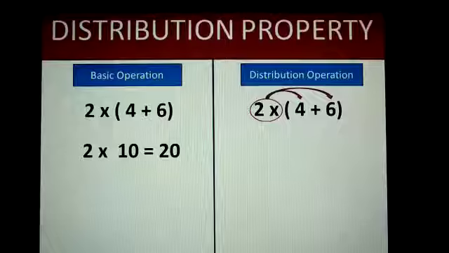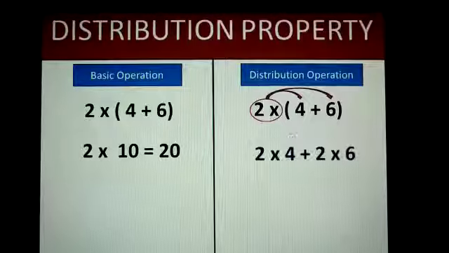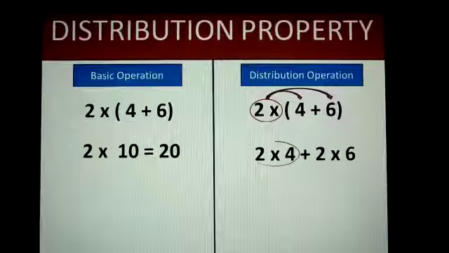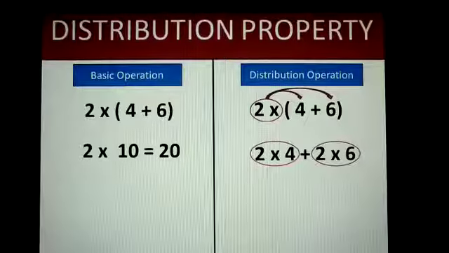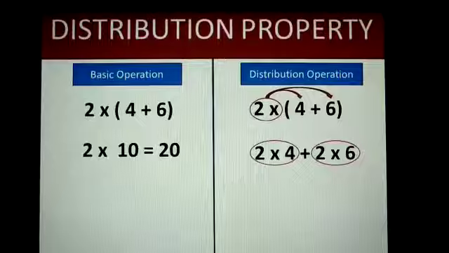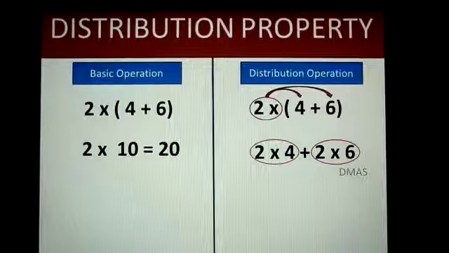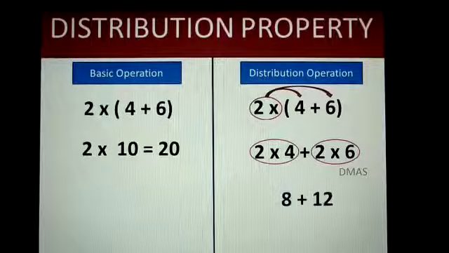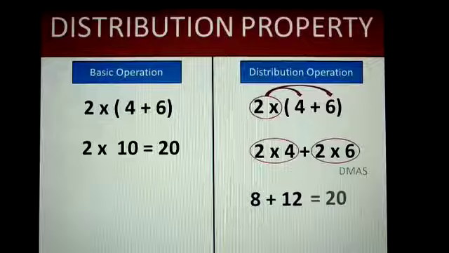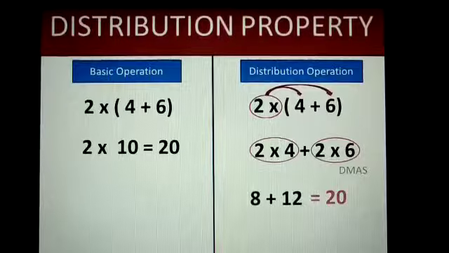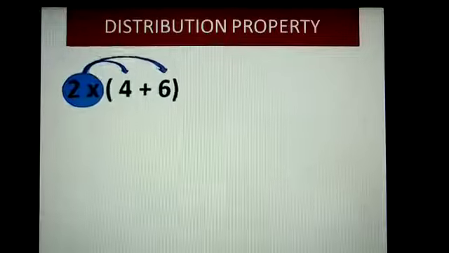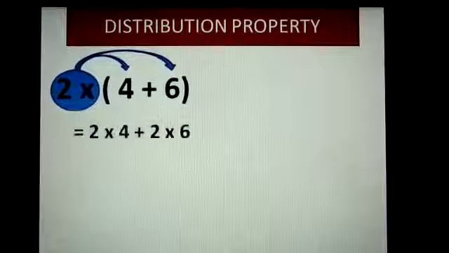By using DMAS, first we do multiplication and then we do addition. So 2 times 4 is equal to 8 and 2 times 6 is equal to 12. 8 plus 12 is equal to 20. So we get the same answer in both cases. If you distribute the factor to each member of the group, you will get the same answer.